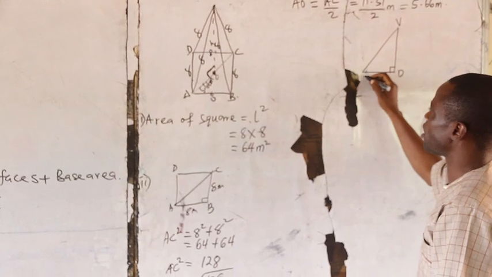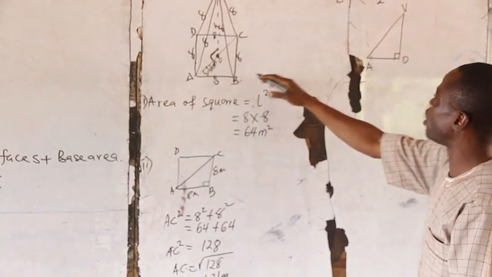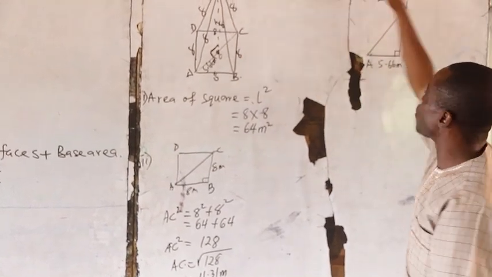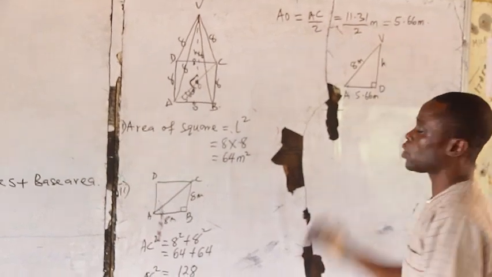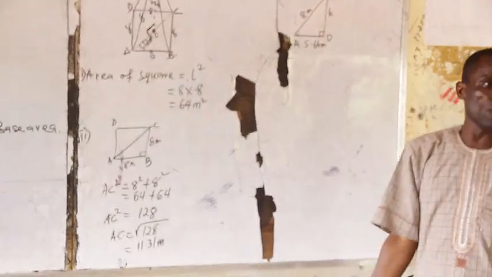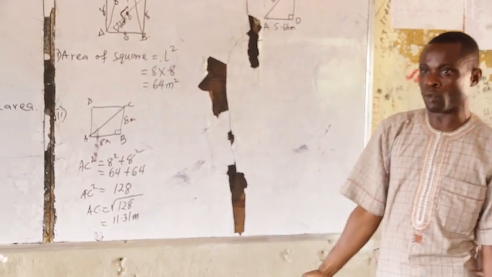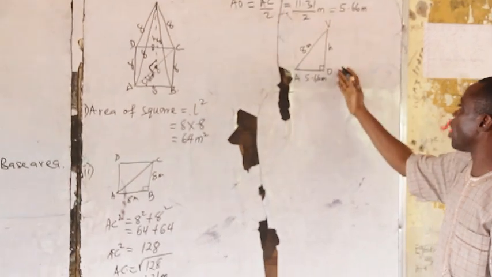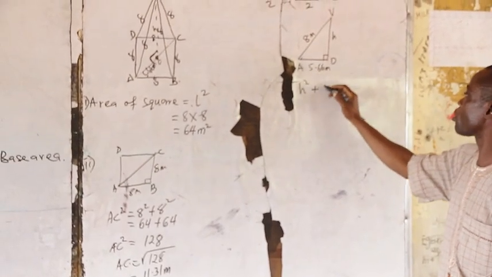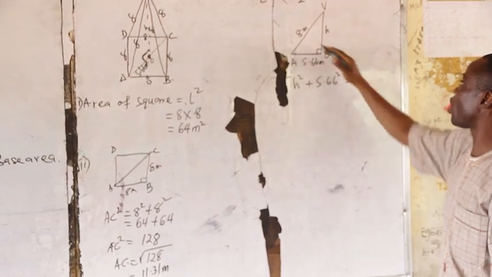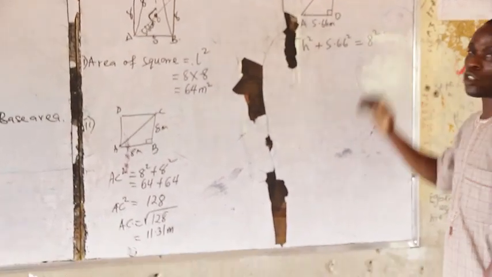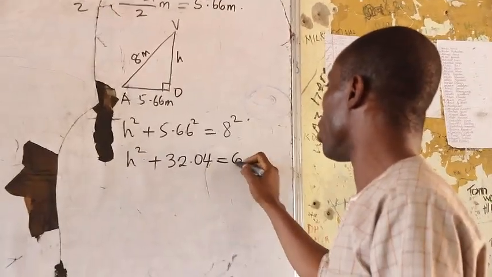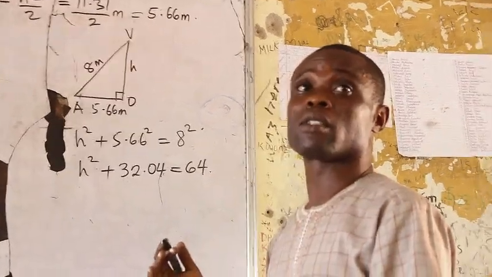VO, while this one is A. So don't forget that AO is 5.66 meter. Then what is AV? AV is 8 meter. And VO is what we are looking for, and that is the height. What are we going to use again to find the height? Pythagoras rule again. Now, how are we going to state that Pythagoras rule? H squared plus AO squared, 5.66 squared, is equal to AV squared, which is 8 squared. That is 32.04, which is equal to 64.